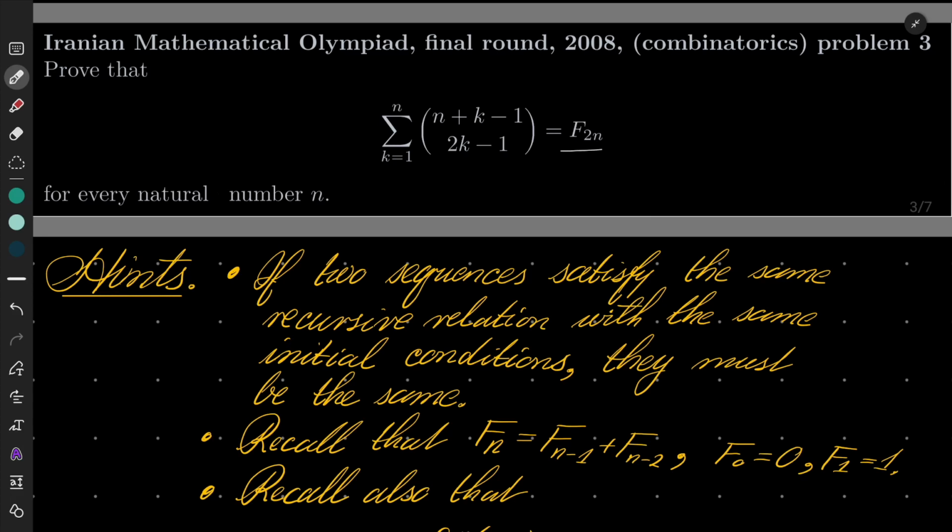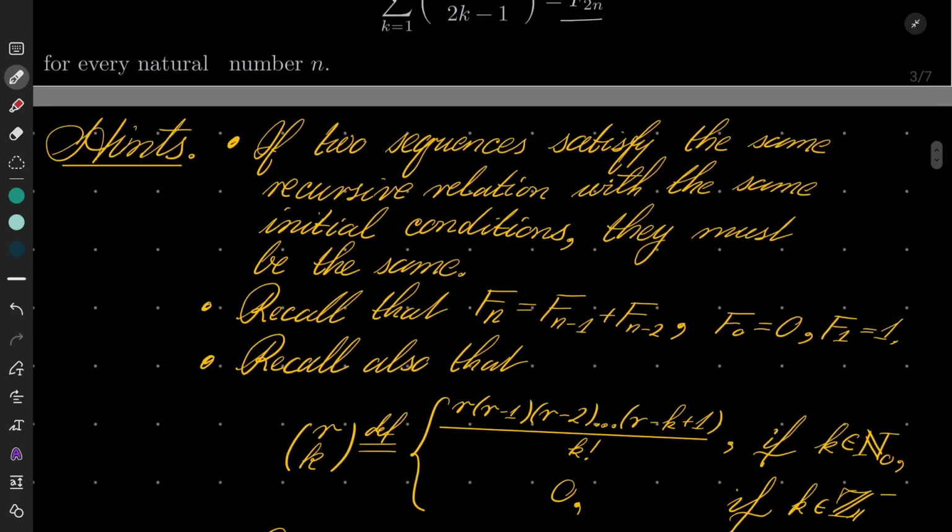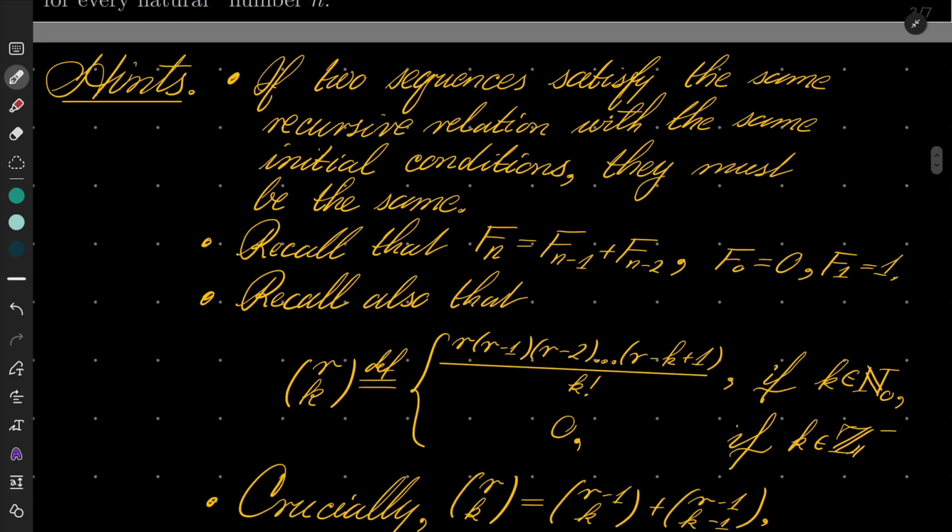So my hints for this problem, it's a bit tricky, but my hints will go as follows. First of all, it should be pretty obvious, but if two sequences satisfy the same recursive relation with the same initial conditions, they must be the same sequence. They must be equal. Every term must be equal. So the nth term of one sequence must be equal to the nth term of the other sequence. Of course, if the recursion is well given.